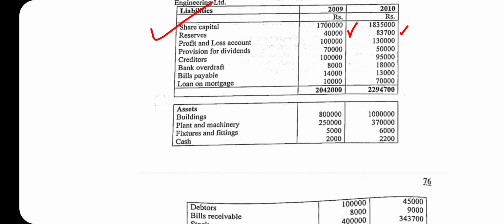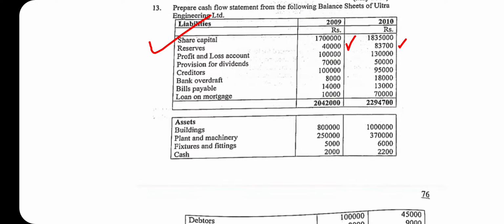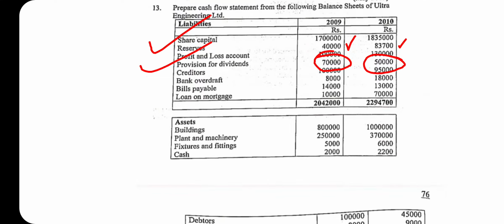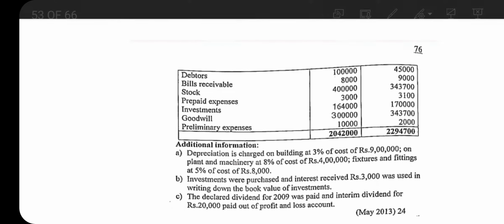The next item we are having is profit and loss account. Opening balance is 1 lakh, closing balance is 1 lakh 30,000. So profit and loss account balances will be considered when we are preparing cash flow from operating activities. The next item we are having is provision for dividend. 70,000 is the opening balance, closing balance is 50,000. So there is an adjustment for dividend.